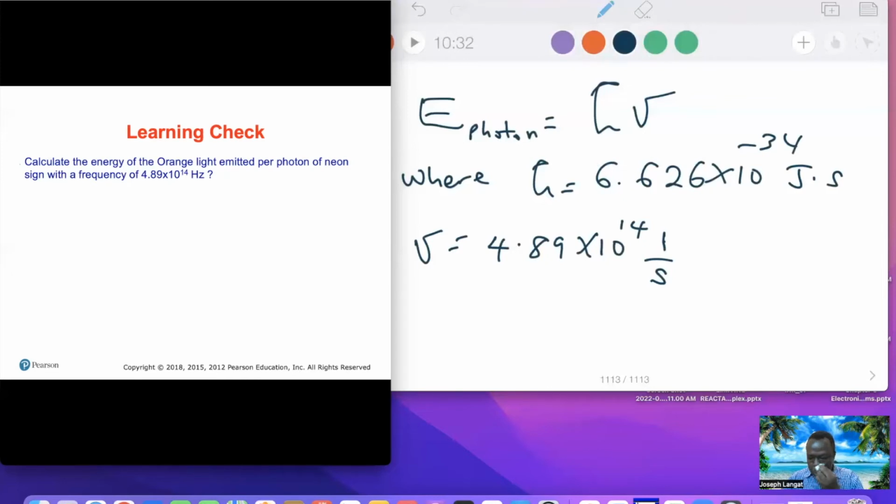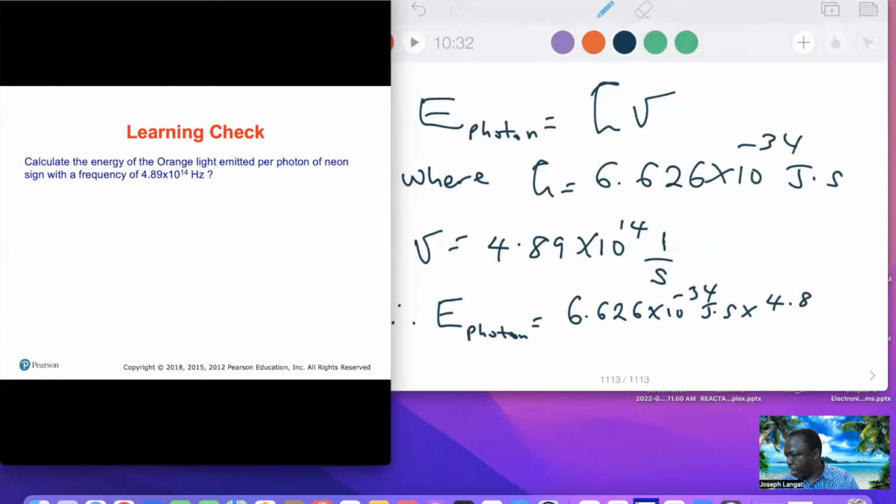Therefore, E for 1 photon equals 6.626 times 10 to negative 34 joules times seconds, times 4.89 times 10 to 14 per second. So that per second will go with per second, and we will remain with joules.